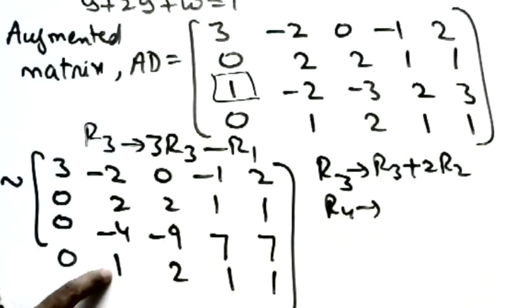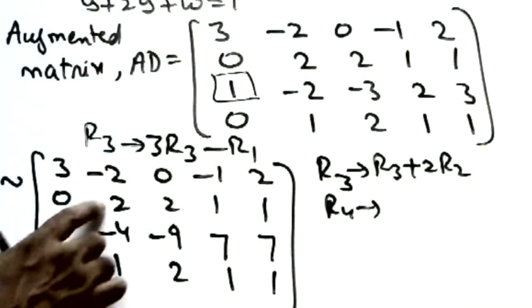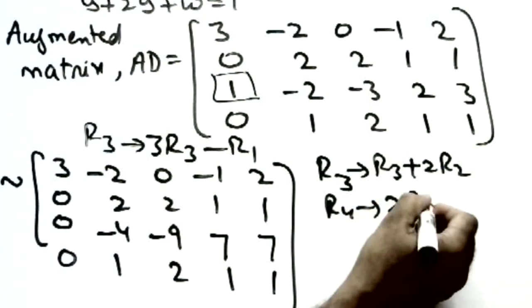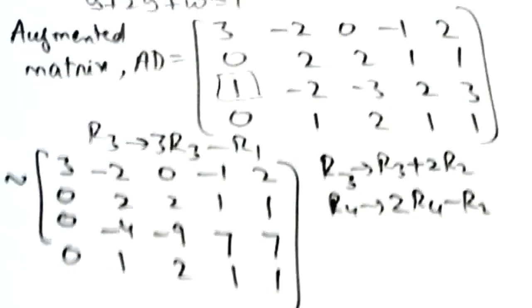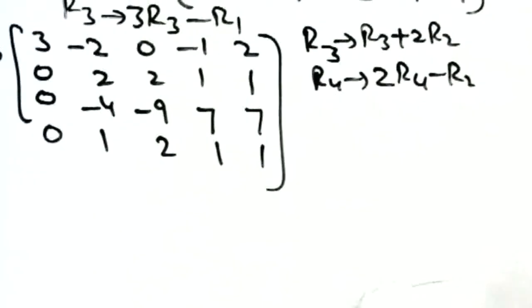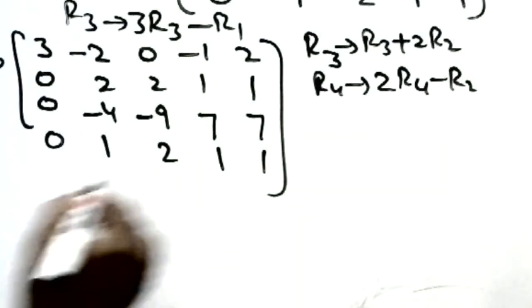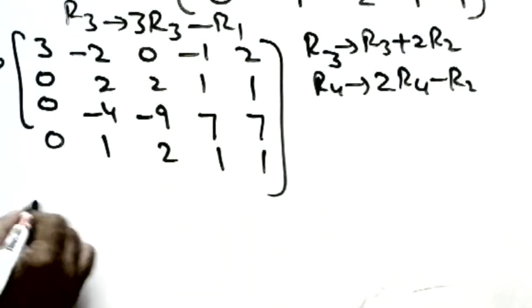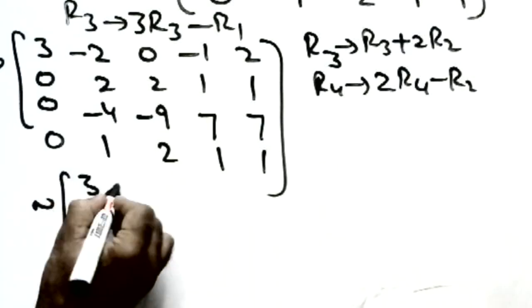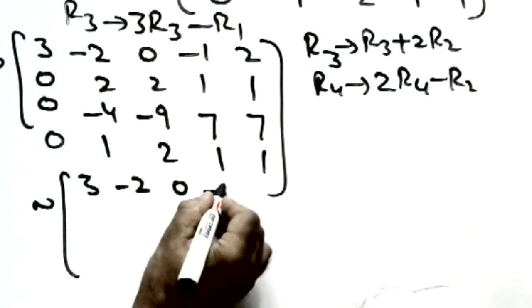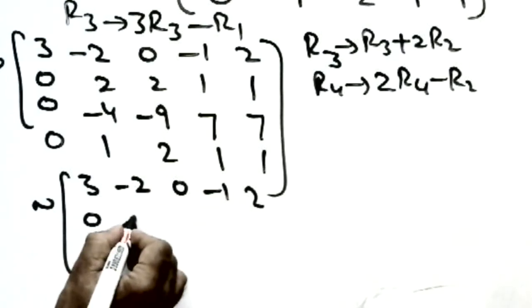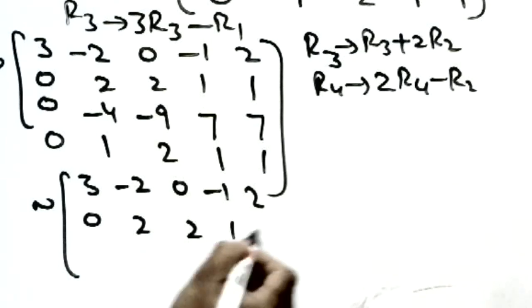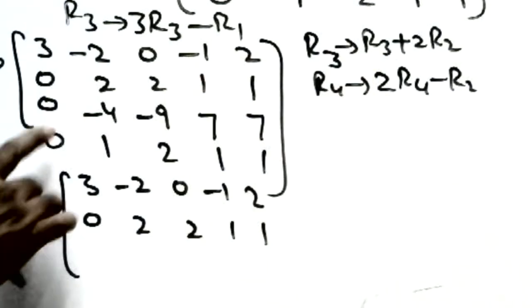Now R4 implies, this is 1, so multiply this with 2. 2 ones are 2. 2 minus 2 will become 0. 2R4 minus R2. So let me change. We are not changing the first row and second row, so write them as they are. First row we have 3, minus 2, 0, minus 1, 2. Second row also we are not changing: 2, 0, 2, 2, 1, 1.